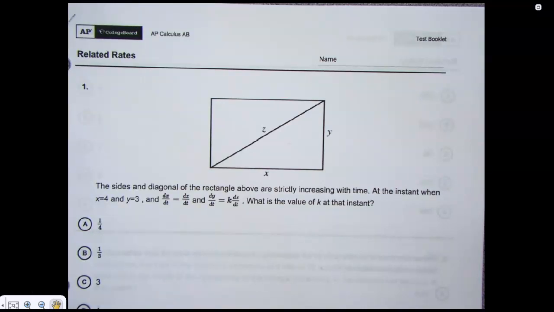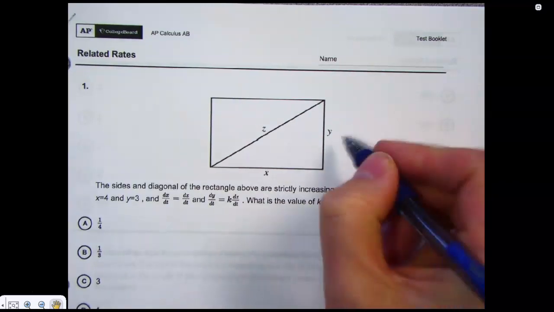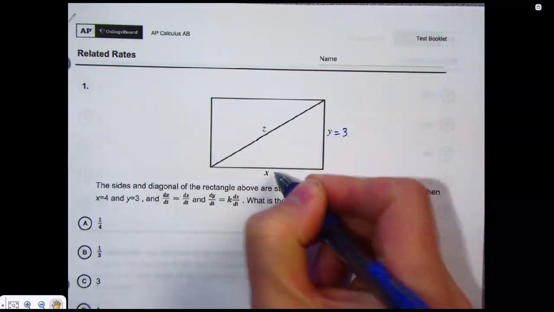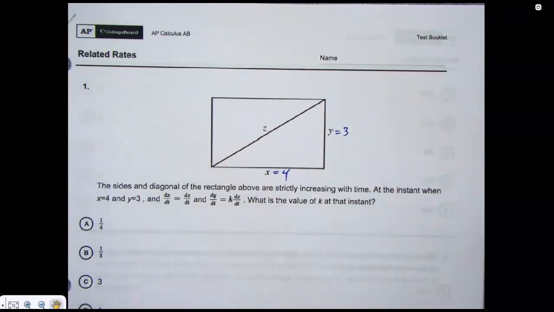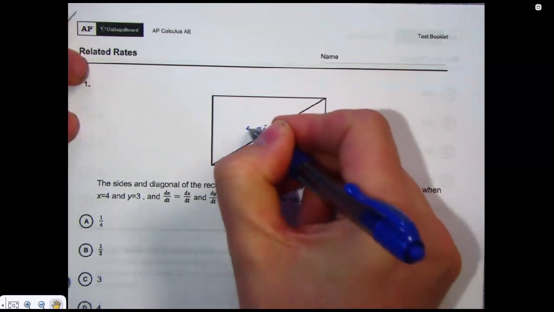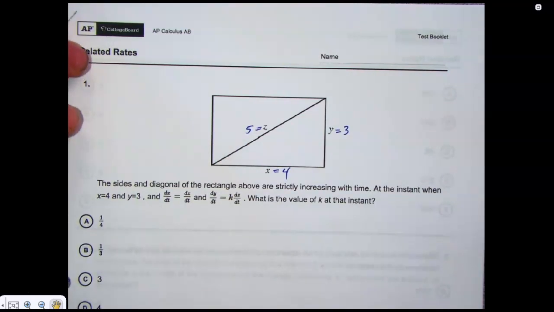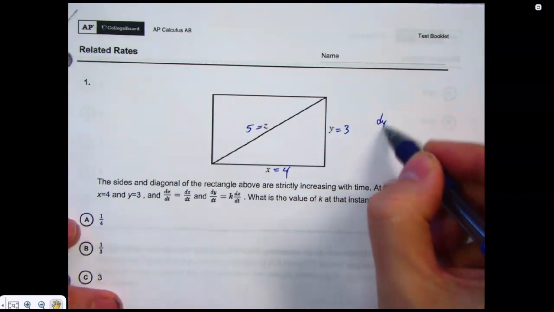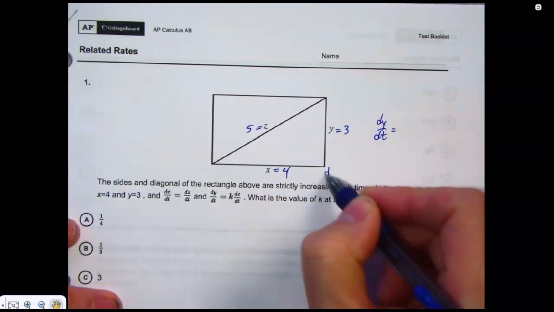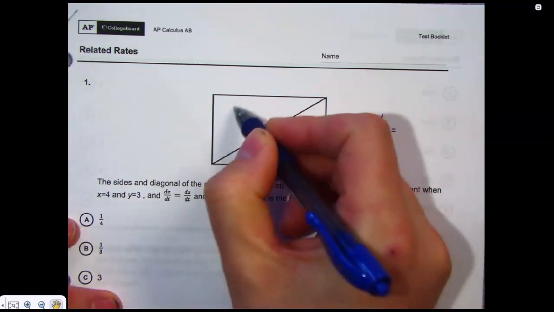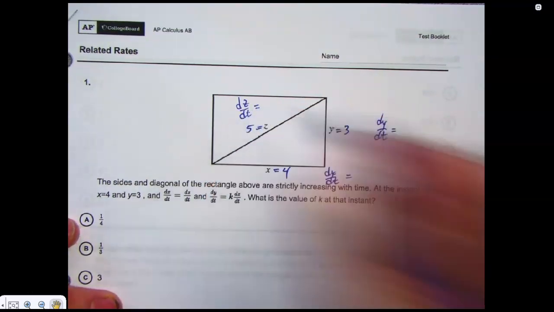So I'm going to start labeling on the drawing what I know, and hopefully figure out from there. So I know y is 3, I know x is 4, and because of those two things, I know z is 5, right? Because of the Pythagorean theorem. Well, the sides of the angle are increasing, so it's like this rectangle is expanding. So we're also going to have dy/dt, dx/dt, and dz/dt. We've got to figure out what those are.